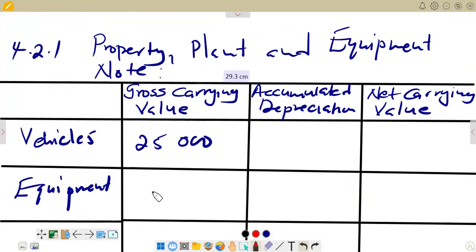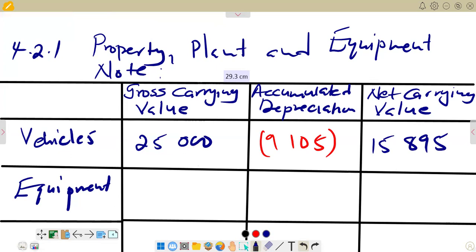So here we are saying accumulated depreciation, we've got 9,105. And remember, to get our net carrying value, you say cost, our gross carrying value, minus accumulated depreciation. So we subtract: 25,000 minus 9,105, you are going to get 15,895. So this is what we have in terms of our vehicles.